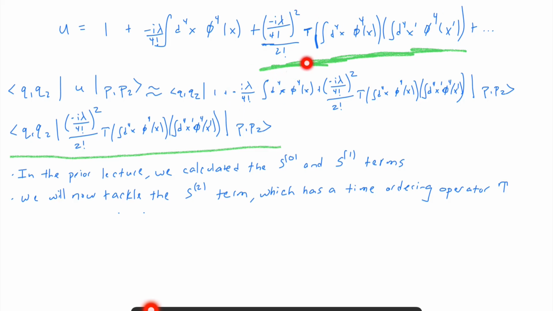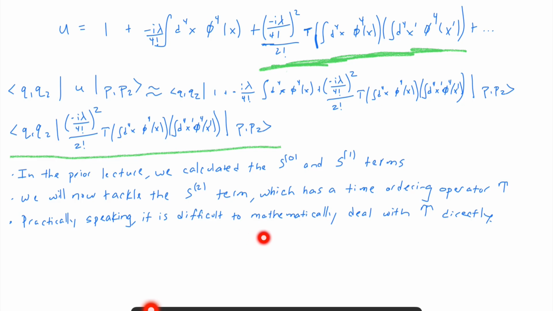Now we're finally going to be interested in calculating this, the so-called second order term. And the order refers to the order of lambda. So this term over here, this is really what we're interested in calculating. The big problem here, the reason we didn't go over it in the previous lecture, is this T. And this T, recall, is the time ordering operator T.